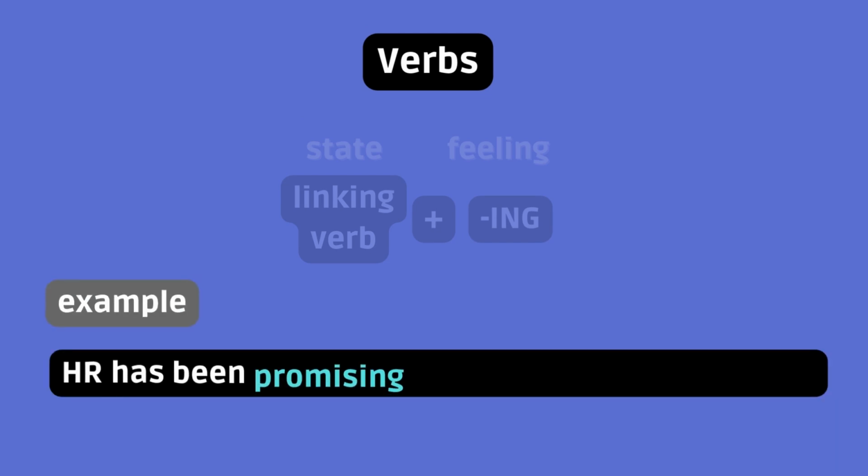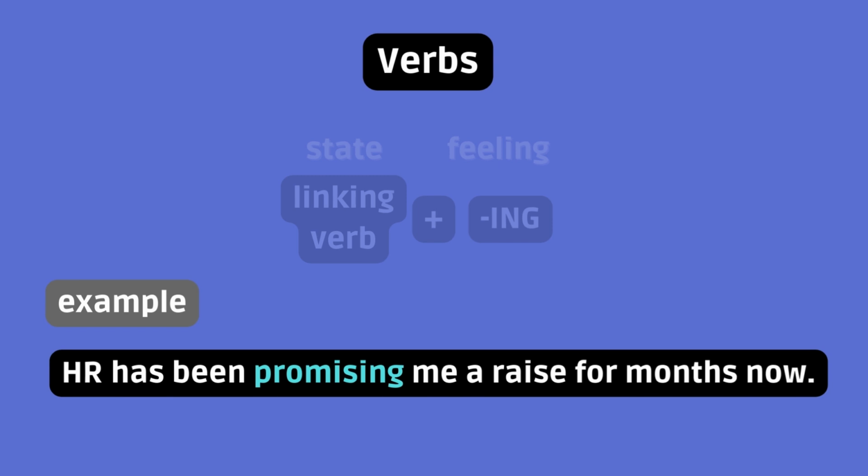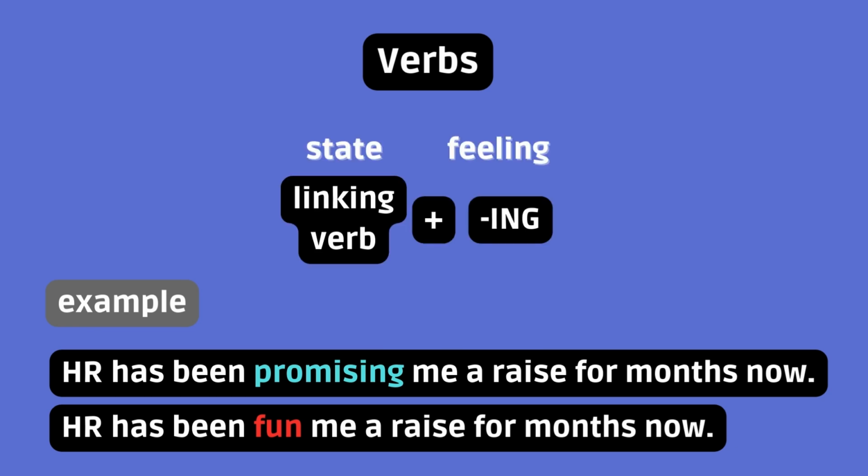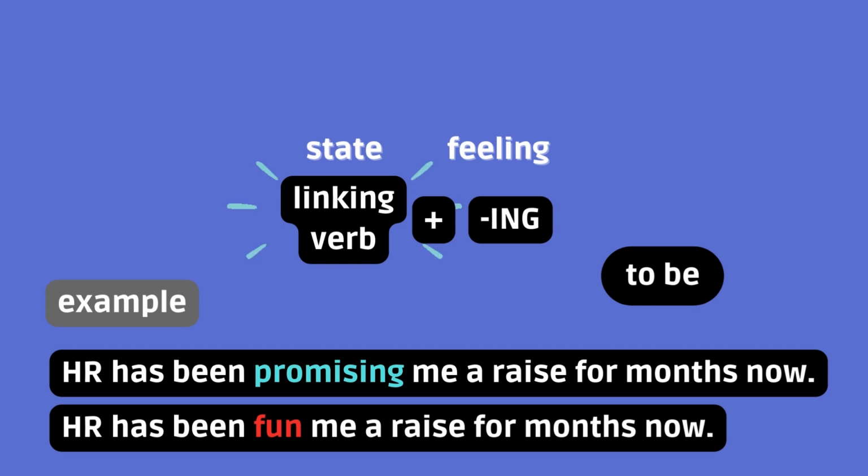Example, HR has been promising me a raise for months now. Plugging an adjective here wouldn't make any sense. HR has been fun me a raise for months now? Nah, that's just wrong. Pro tip: to check whether or not you're dealing with a linking verb, replace it with to be. If the sentence still makes sense, you're dealing with a linking verb.